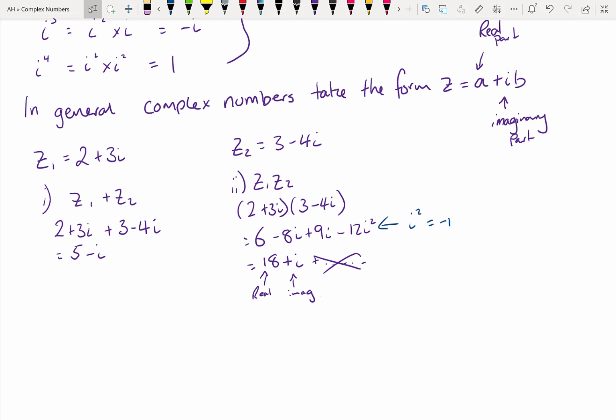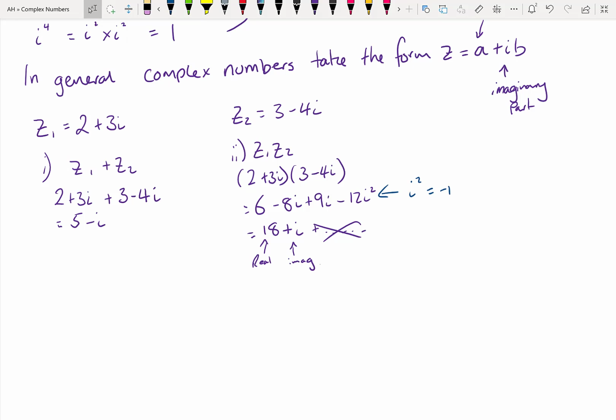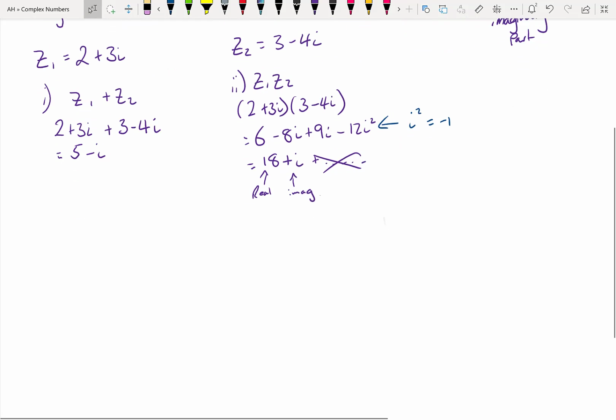When we ask you to divide and find the square roots of these, they are a little bit more complicated, so we'll look at them in a different video. But if we want to add, subtract, multiply, we would do it just the same way that we would always have done.